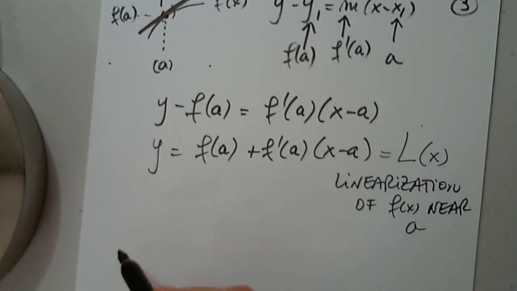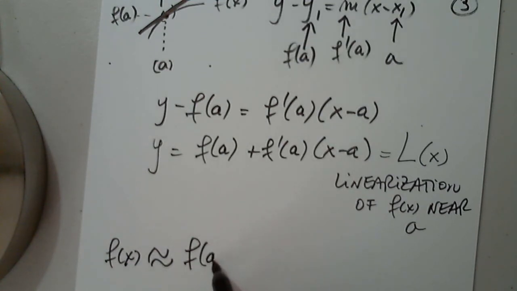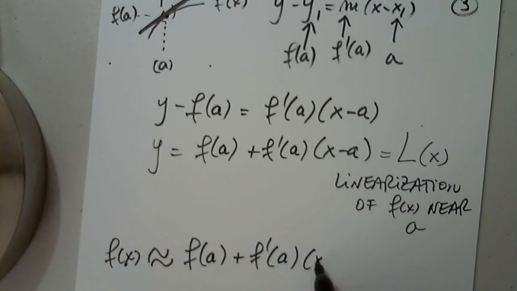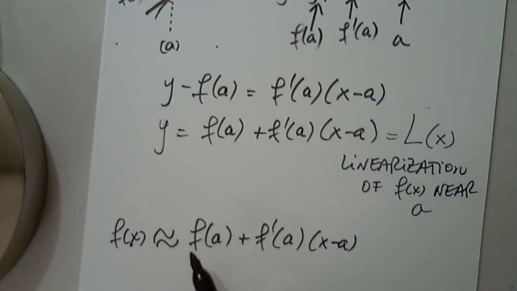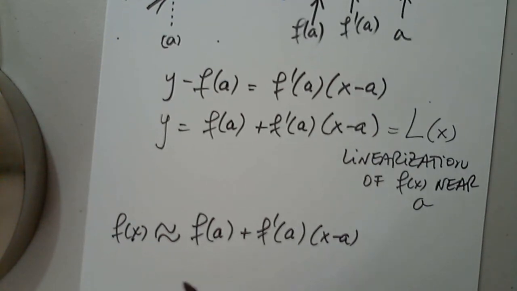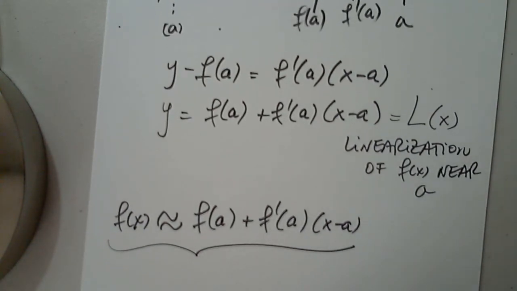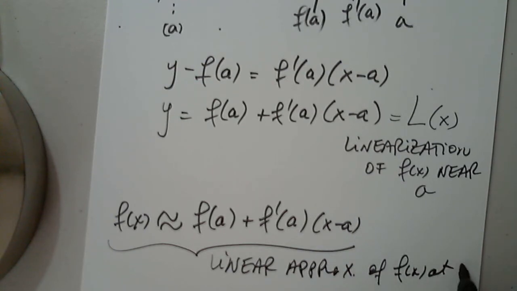So we also say that f of x is approximately f of a plus f prime of a times x minus a. It's not equal. This is the name of this line. But the function itself does not equal the function values. And now this is called the linear approximation of f of x at a. And now let's see how we apply this.